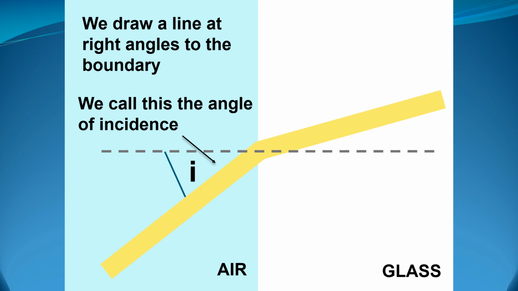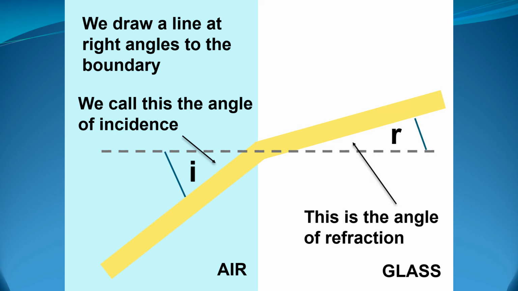So just like before, we call this angle here between the normal and the light the angle of incidence. And then this angle here between the normal and the light, we call the angle of refraction. It's very important, just like when we were thinking about reflection, these angles here are always measured from the normal to the light. It's never measured from this side to the light or from here to the light. It's always measured from the normal to the light.